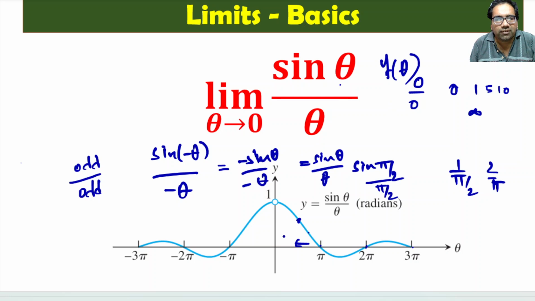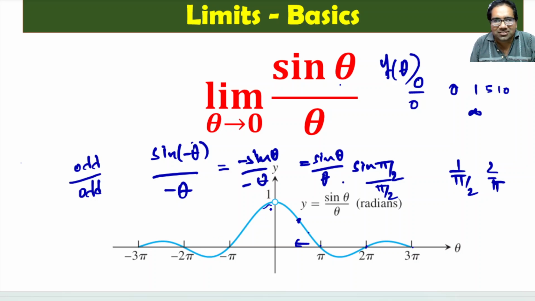What does that mean? Whatever the graph is on the right hand side, the left hand side will have the same graph. If we plot some values on the right hand side, we can automatically extend that to the left hand side, because this is an even function and should be symmetric with respect to the y-axis. Because both are odd functions, sine of minus theta by minus theta becomes sine theta by theta. So far so good. By plotting this, it looks like it is approaching 1.